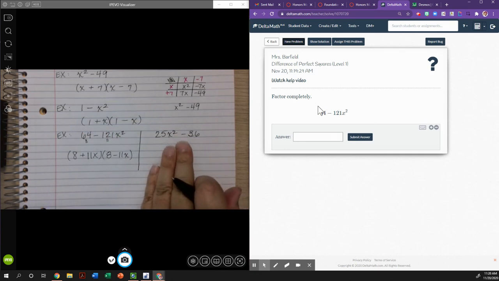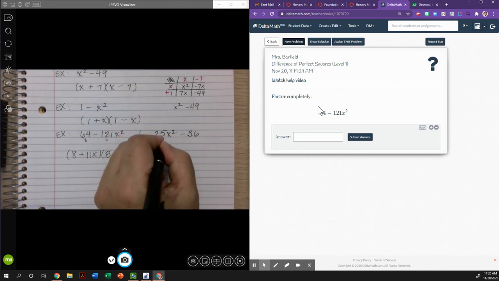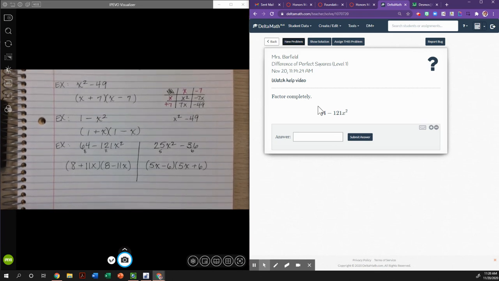All right, if you have this one where x is up here, you take the square root of 25, which is 5, the square root of 36, which is 6, and you just say 5x minus 6, 5x plus 6, right? And notice here I wrote the plus first, and here I wrote the minus first. It doesn't matter. As long as you have one minus and one plus, you're good to go, okay? All right, so that is how you're going to factor a difference of perfect squares, your level 1 assignment in Delta Math. Good luck.